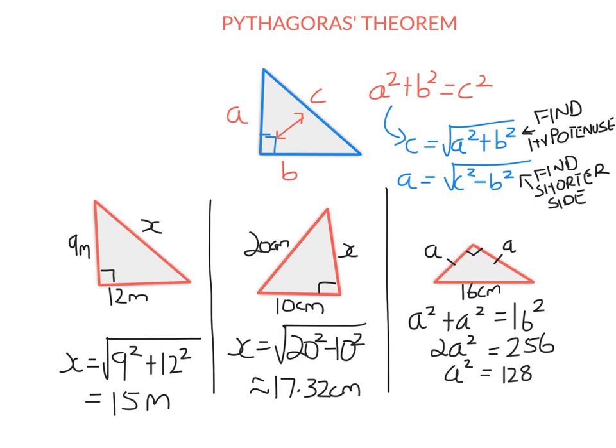Now we undo squaring by square rooting. So when you're finding a side using Pythagoras, you should always square root somewhere. So a would be the square root of 128, which in this case is about 11.31 centimeters. Okay, so this one we just did a bit differently because we're finding two sides at once. So let's now look at some more problems involving Pythagoras' theorem.